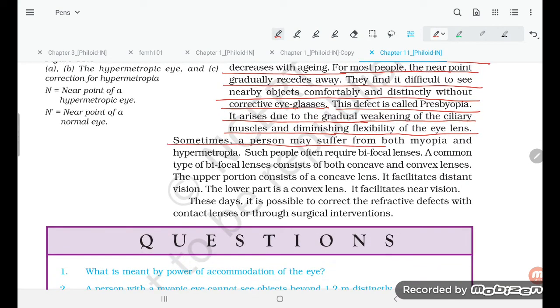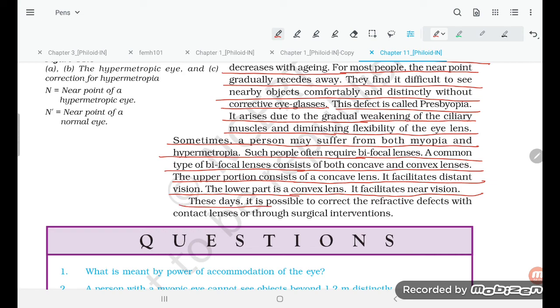Sometimes a person may suffer from both myopia and hypermetropia. Such people often require bifocal lenses. A common type of bifocal lens consists of both concave and convex lenses. The upper portion consists of the concave lens. It facilitates distant vision. The lower part is a convex lens. It facilitates near vision. It is possible to correct the refractive defects with contact lenses or through surgical intervention.